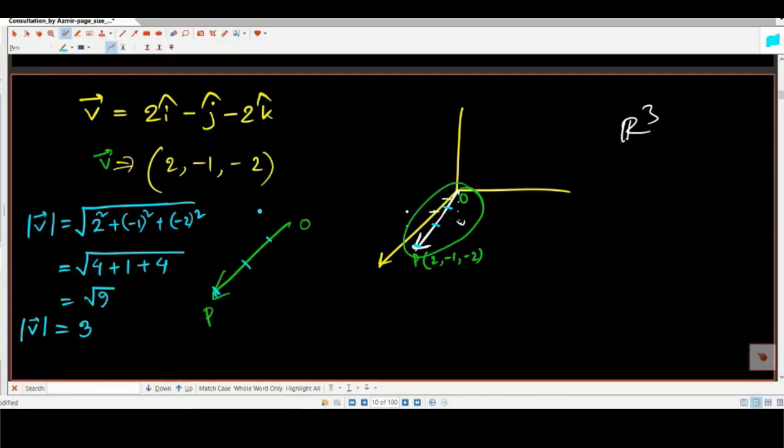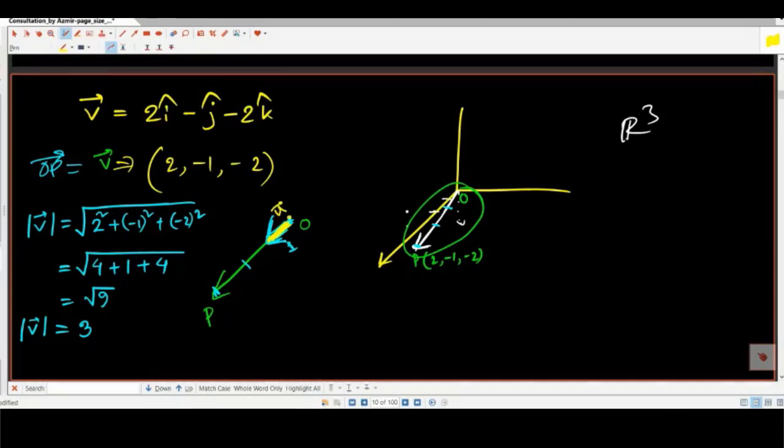Now our target is to find a unit vector along this direction. That means there will be a vector, this one, whose length is 1 and whose direction is the same as v or OP. So now we need to find this unit vector. Let's say this yellow part is of length 1. We denote this one as unit vector u.